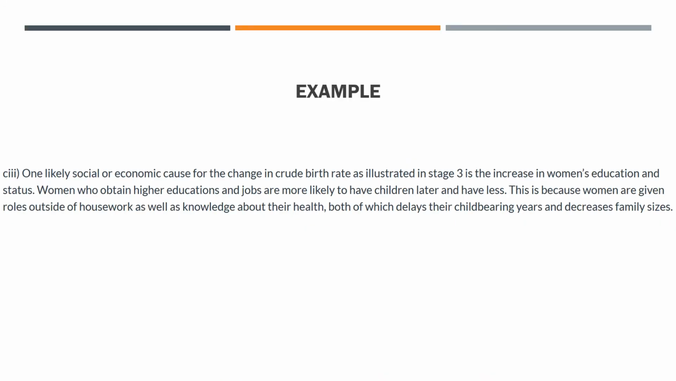One likely social or economic cause for the change in crude birth rate, as illustrated in stage 3, is the increase in women's education and status. Women who obtain higher educations and jobs are more likely to have children later and have fewer. This is because women are given roles outside of housework, as well as knowledge about their health, both of which delay their childbearing years and decrease family sizes.